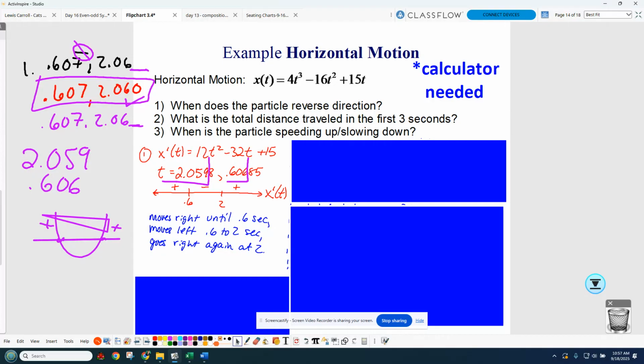Yeah. Take your initial and add it to your final. Okay, so here's my initial position. I went forward, and then backwards, and then forward again. If I take my initial and my final, that's displacement. Is that the same as distance traveled?